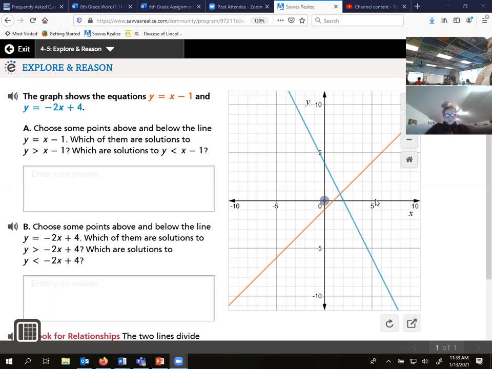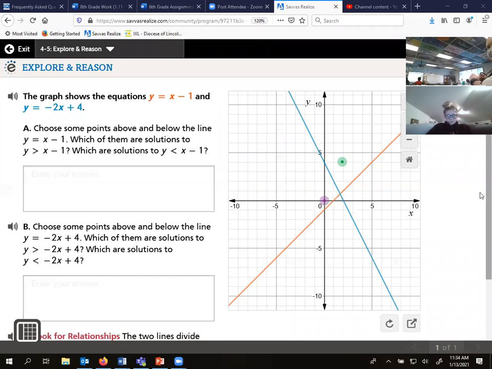So for A, it says choose some points above and below the line y equals x minus 1. Which of them are solutions to y is greater than x minus 1, and which are solutions to y is less than x minus 1? Okay, so somebody shout out a random ordered pair. 2, 4. Okay, so the ordered pair 2, 4 is right there. It's a little off. Okay, so the point's there.